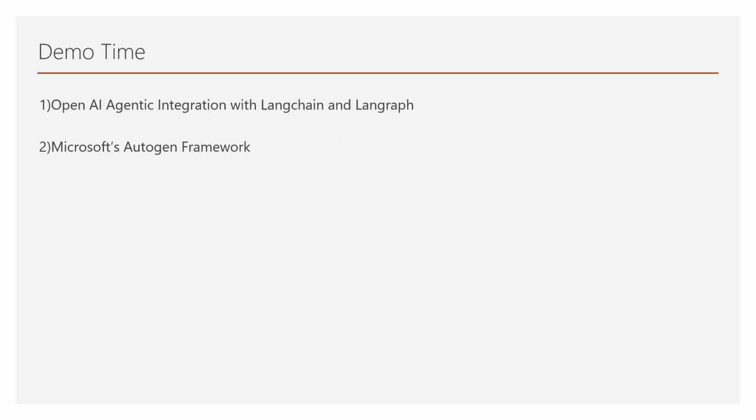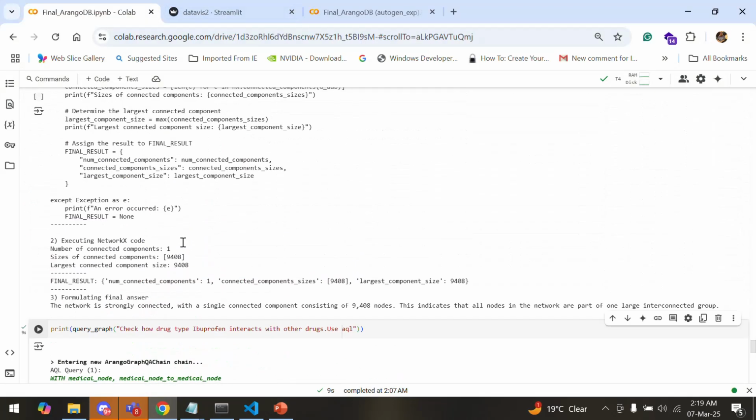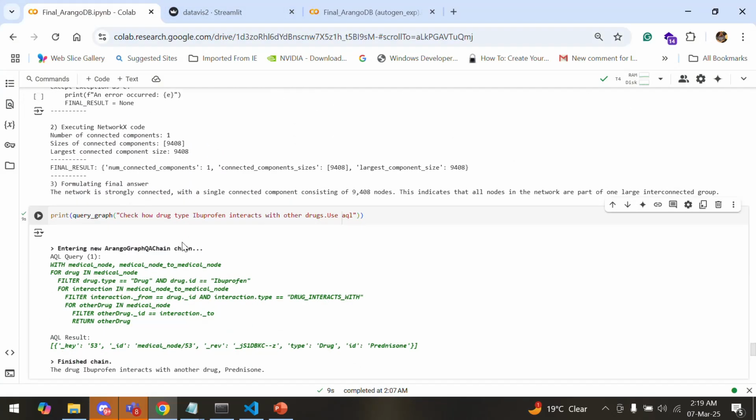So we go to the demo. We have two demos created with two different AI agentic frameworks. One is OpenAI agentic integration with LangChain and LangGraph, and the next one is Microsoft's AutoGen framework. So let's see it in action. So here we have the first demo with the LangChain implementation.